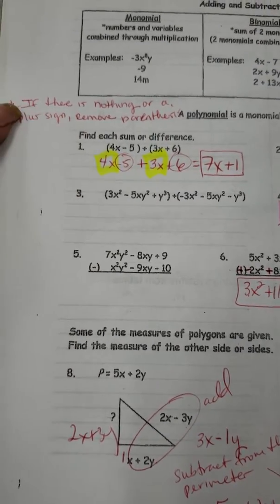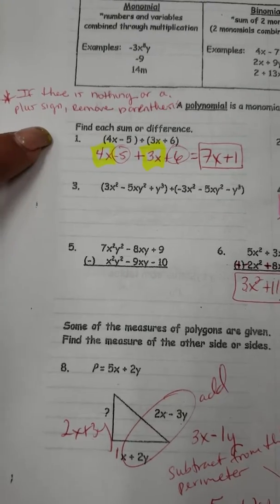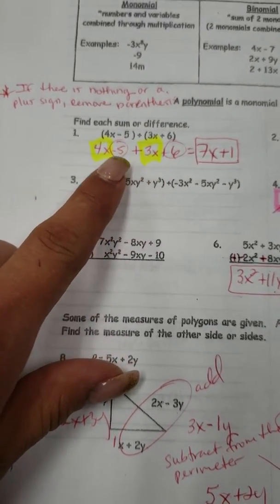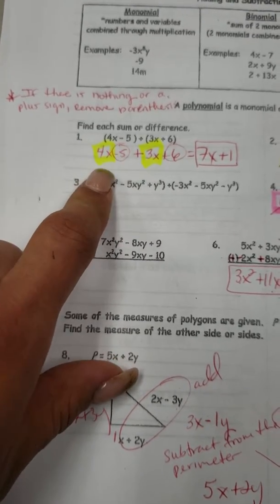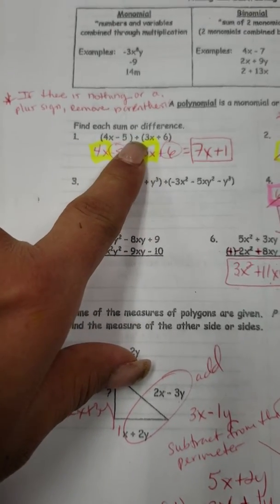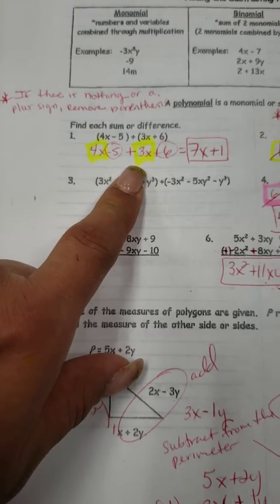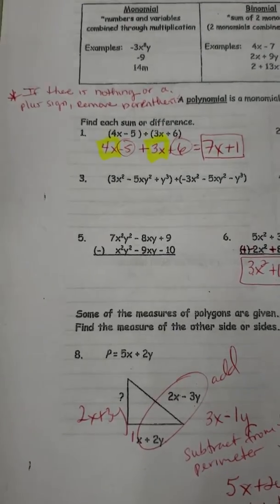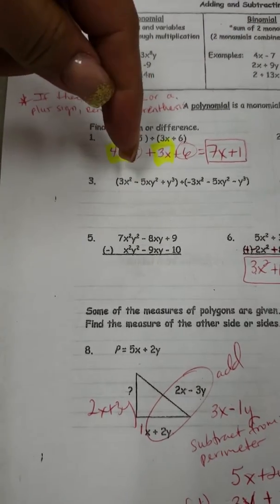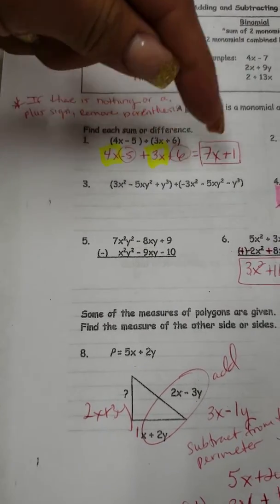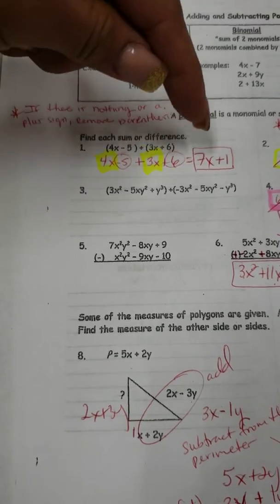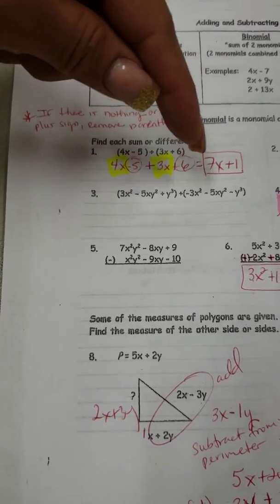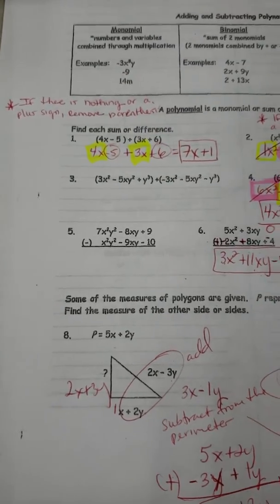So if there is nothing or a plus sign in front of the parentheses, then you can just remove the parentheses. So here there's nothing, remove the parentheses, and here there's a plus sign, so we can just remove the parentheses. Once we do that, then all we have to do is combine like terms. So x's with x's, numbers without an x with numbers without an x. So 4 and 3 give me 7x, and then -5 plus 6 is +1.